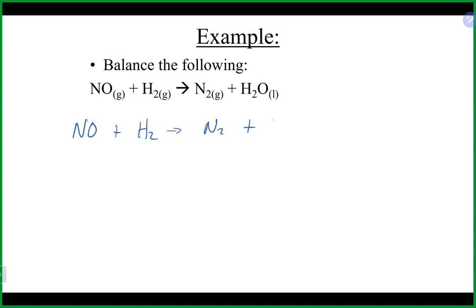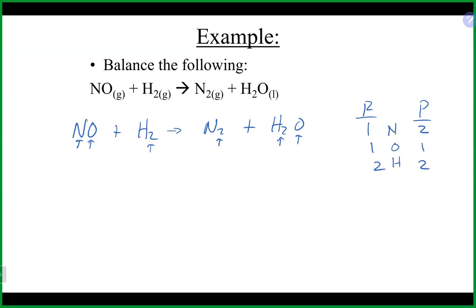So again, I highly recommend perhaps a table. It can be very helpful. So on the reactant side, product side, we're just going to write our elements: nitrogen, oxygen, hydrogen. On the left-hand side here, we got 1 nitrogen. Right-hand side, we have 2. Left-hand side, we have 1 oxygen. Right-hand side, we have 1 oxygen. Left-hand side, we have 2 hydrogens. And right-hand side here, we have 2 hydrogens.